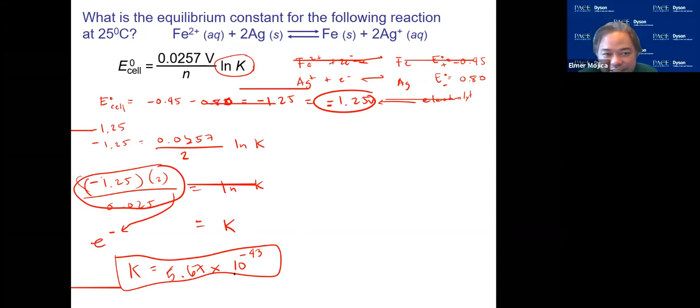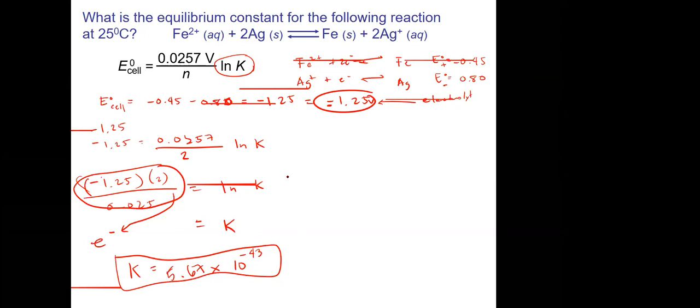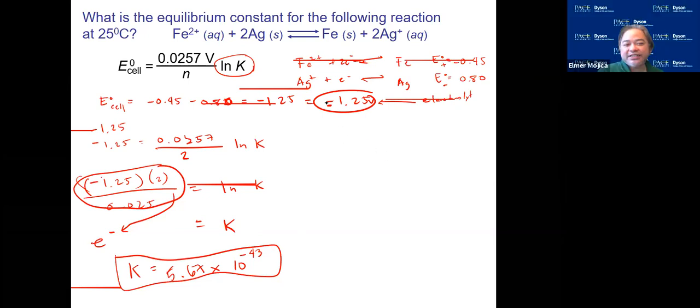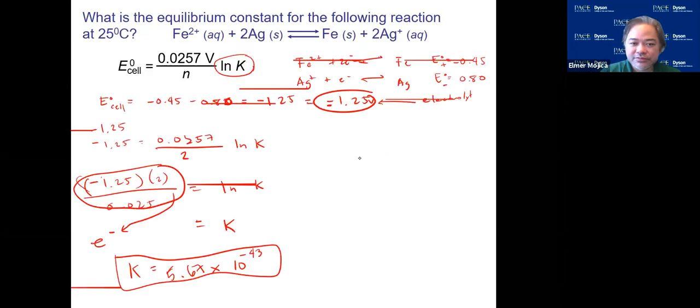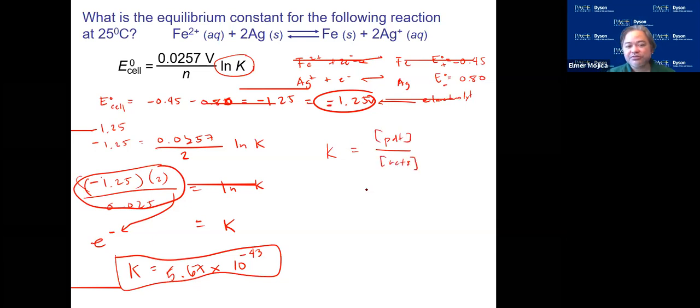Does that value make sense? Since this is a negative value of your cell potential, your reaction will not be spontaneous. In that case, you have more reactants than products, hence your K is so small. Remember, that's how your K ratio looks like. So this value makes sense. Okay? Question.